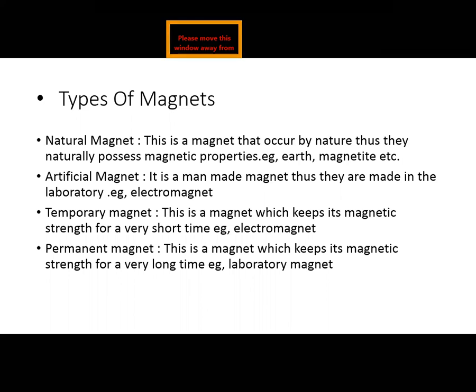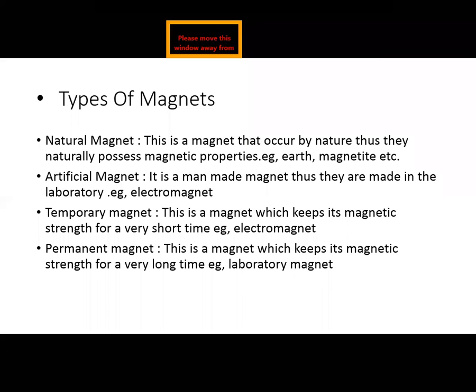And we move on to the artificial magnet. An artificial magnet is a man-made magnet. They are made in the laboratory. For example, an electromagnet. Electromagnet simply means using electricity to induce magnetism into a magnetic material. So an example of the artificial magnets is the electromagnet.